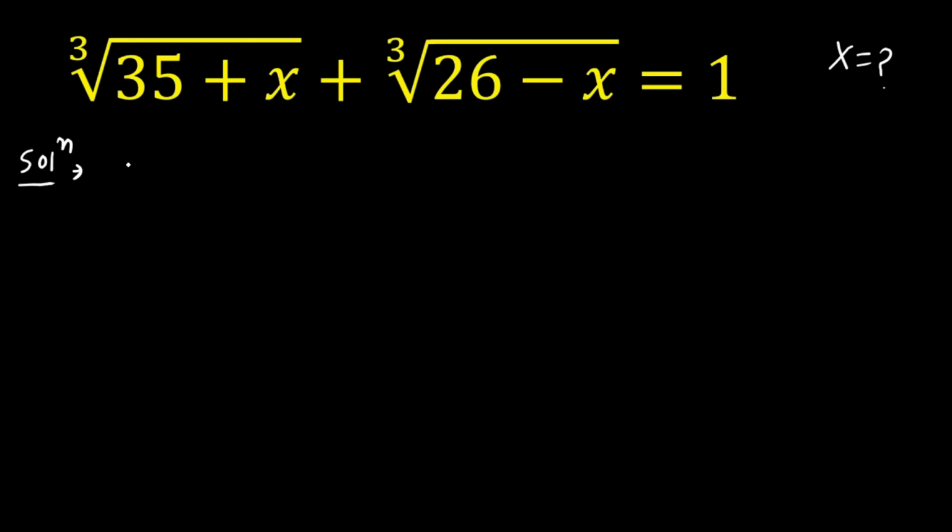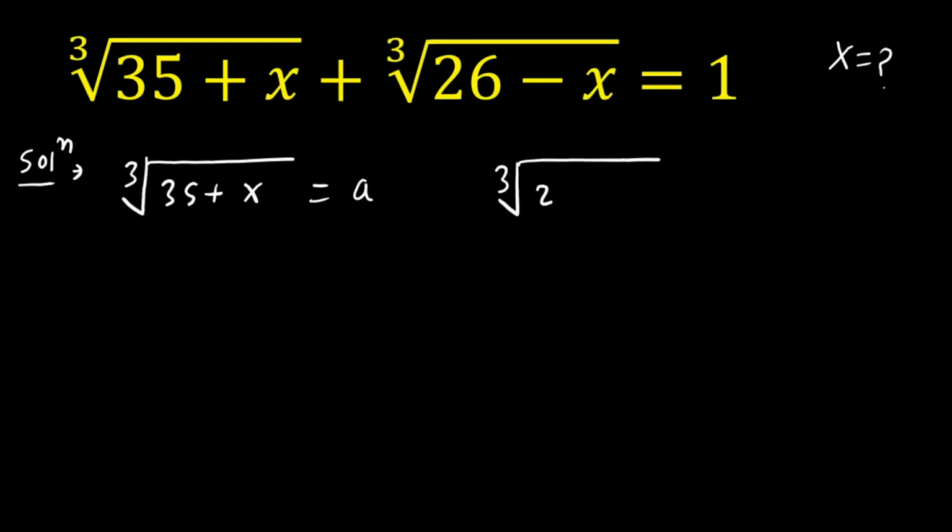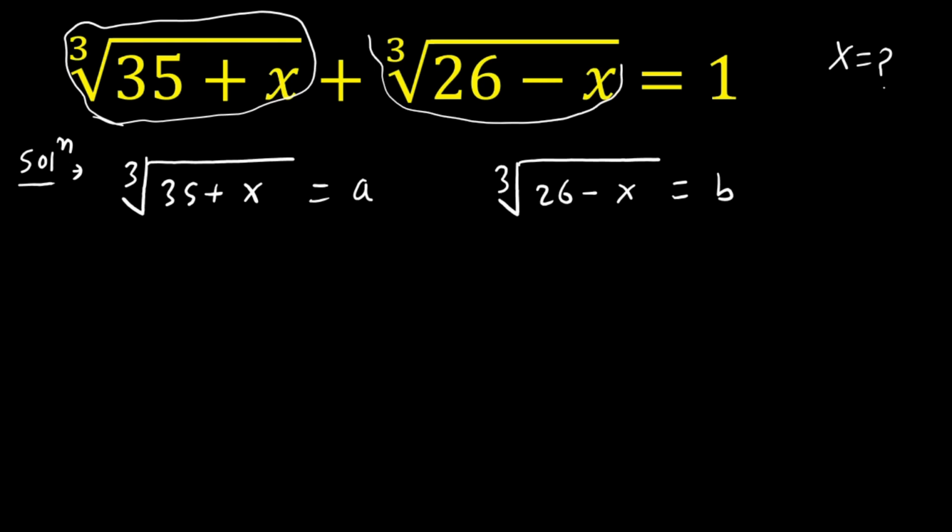Now if we put cube root of 35 plus x equals a, and cube root of 26 minus x equals b, then the given expression becomes a plus b equals 1.